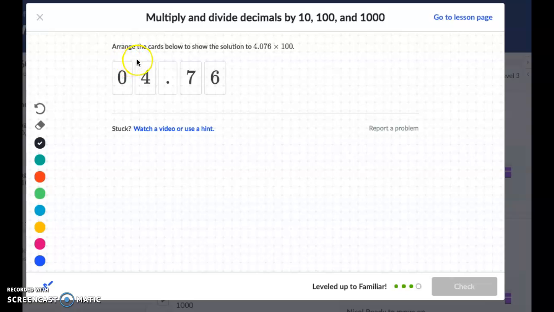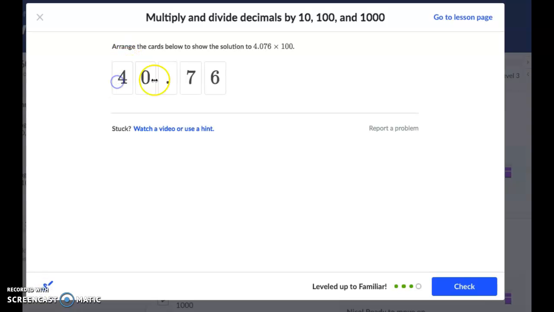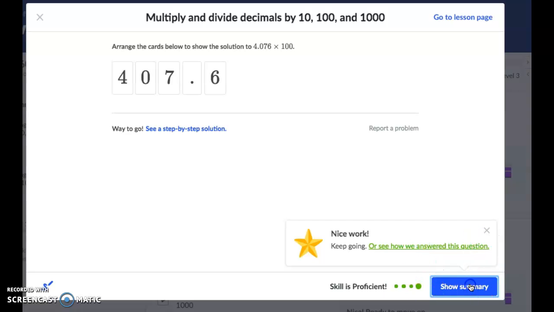And then arrange the cards below to show the solution. So the first thing I'm going to do here is actually just figure out my answer before even trying to play with these cards. So if I have 4.076 and I'm timesing it by 100, that means my decimal is moving 2 times to the right. So 1, 2. So my answer is going to be 407.6. So then I can just grab my cards, 407.6, and hit check.